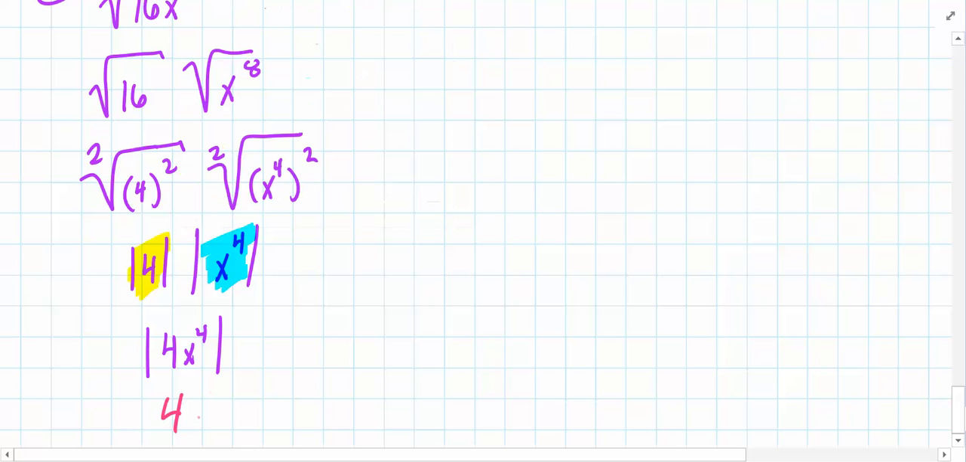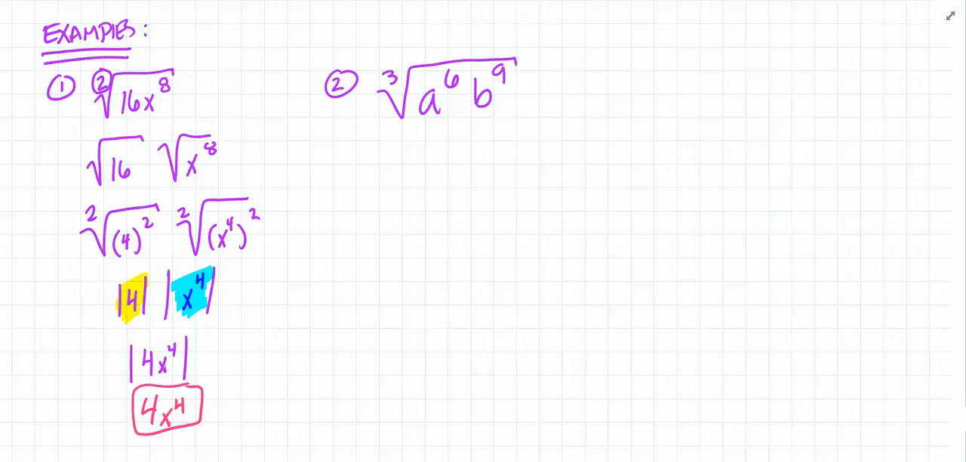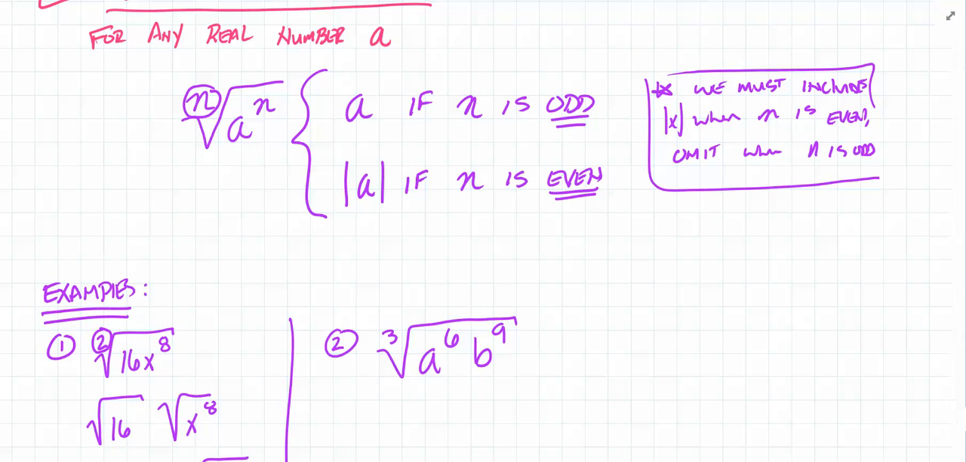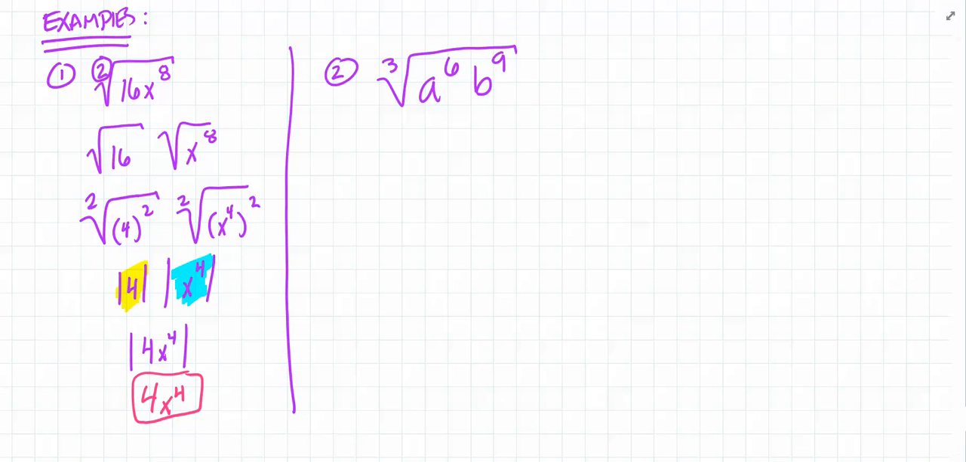Okay, let's do the cube root of a to the 6b to the 9. Okay, before we begin, ladies and gentlemen, what's our index? 3. Is that even or odd? Odd, so we don't need to worry about absolute value signs. You guys good with that part? All right, cool. So I'm going to break this up as the cube root of some number to the 3rd. That'd be great.